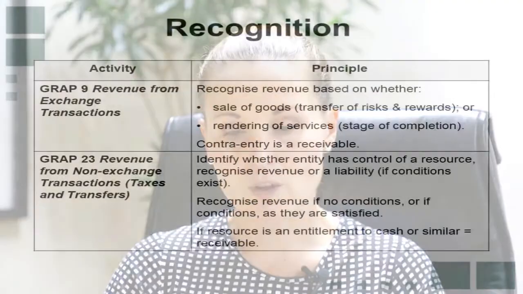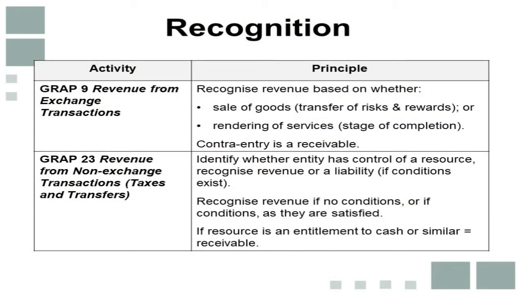So if we have a look firstly at initial recognition, to give you a little bit of an idea of what you need to look at, as I mentioned, you would need to have a look at the revenue standards as a starting point. It could be GRAP 9, which deals with exchange revenue, or it could be GRAP 23, which deals with non-exchange revenue. Appreciate that there is often a lot of judgment that you would need to apply to decide whether or not a transaction is exchange or non-exchange.